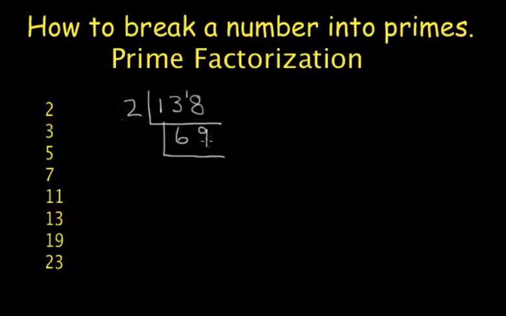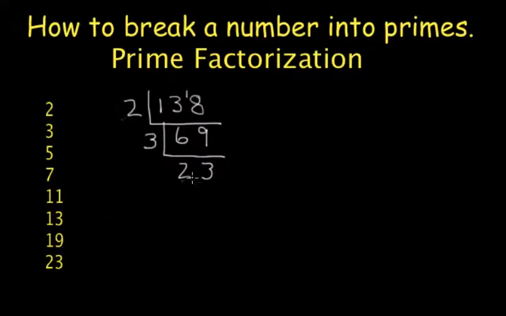Well, 69 clearly isn't divisible by 2, but it is divisible by 3. How do I know that? Because 6 is divisible by 3 and 9 is divisible by 3. So I'll put the 3 out front. 3 goes into 6 2 times. 3 goes into 9 3 times.